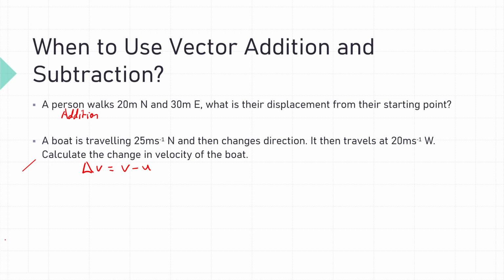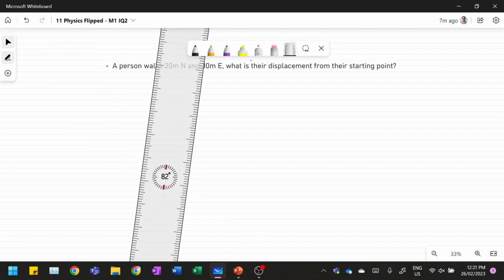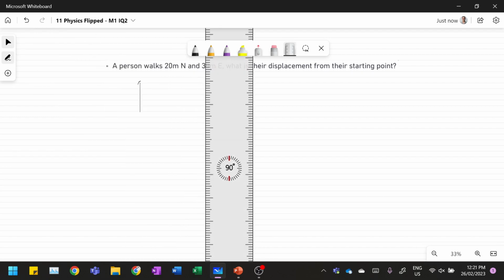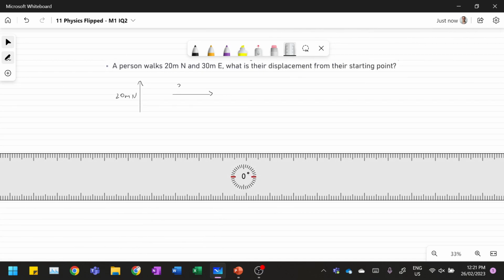You may notice that both of these examples were in the previous video. We're now going to look at trying to solve both of these problems as examples of the application of vector addition and subtraction. So in the first question, we have 2 vectors. One is 20 meters north and the other is 30 meters east.